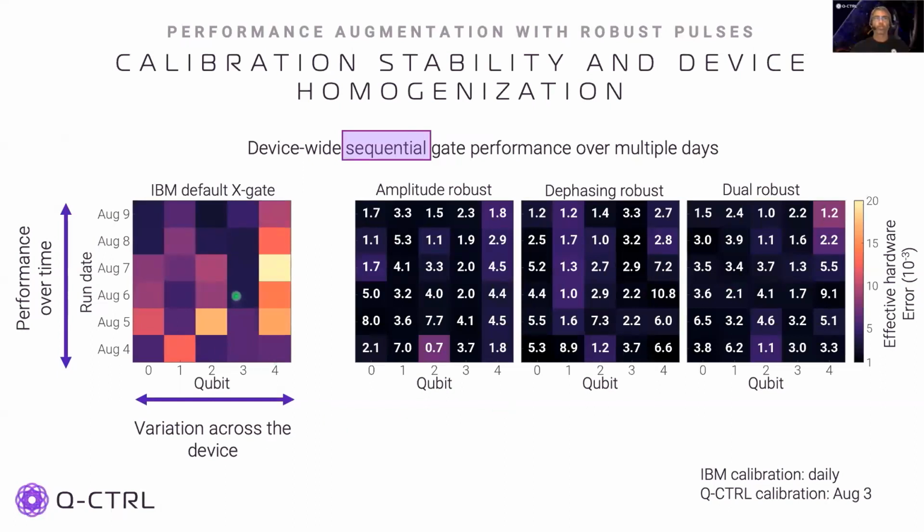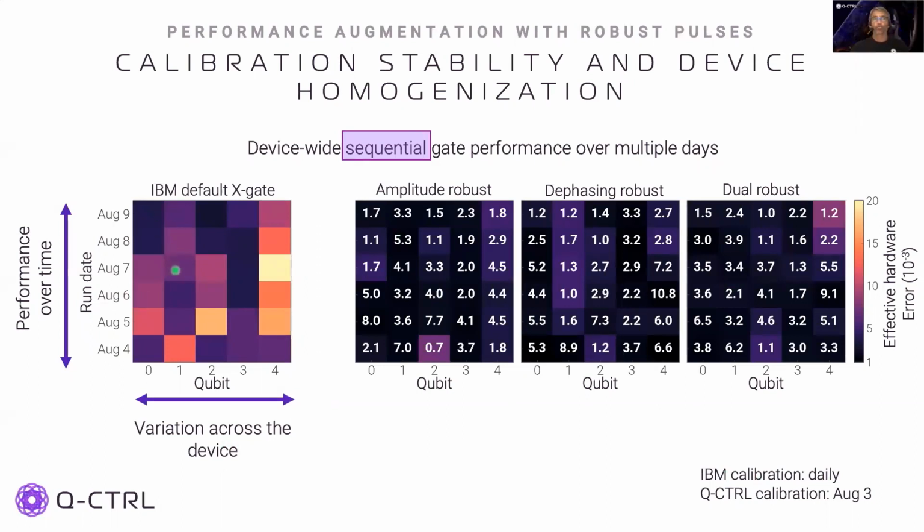The changes from bright to dark colors along horizontal lines in the plot for the IBM default pulse show the large variability in performance across different qubits in the device. Note also that despite the daily calibration of the default pulse, there is also a large variation from day to day for the different qubits in the back end.